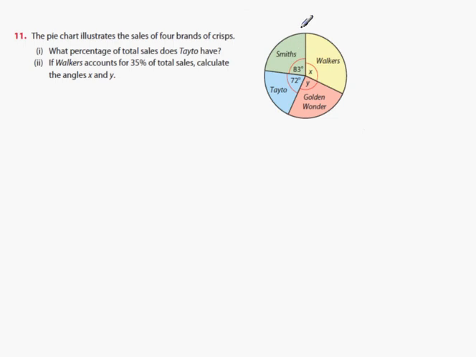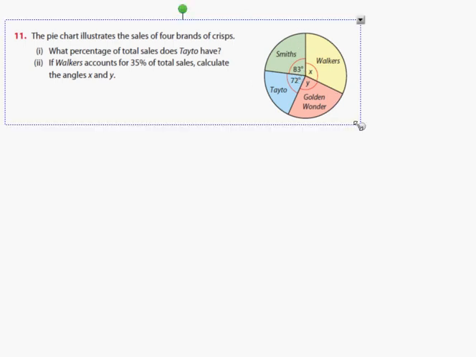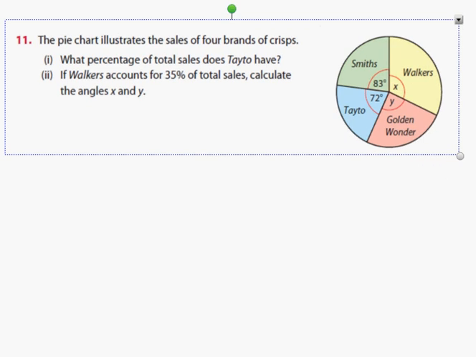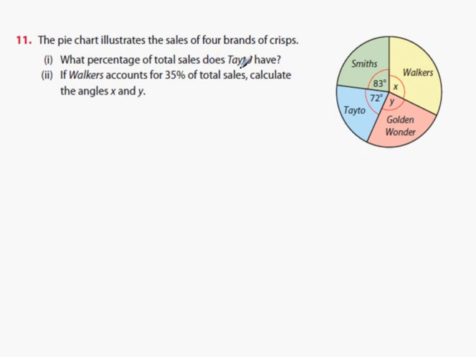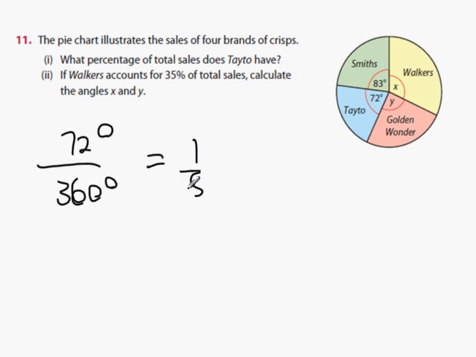Now, same deal with this one. Now, there's a catch in this. What percentage of total sales does Tato have? A percentage is the same thing as a fraction. We're going to turn degrees into a fraction, and then we're going to turn the fraction into a percentage. So what's 72 degrees, which is Tato's share, out of 360? It's a fifth. What's a fifth in terms of percentage? 20%. Tato has a 20% stake.